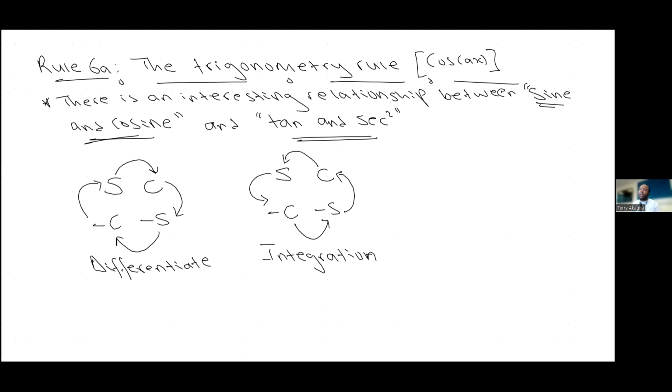So when you differentiate sine, it will give you cosine. Then when you differentiate cosine, you get minus sine, and minus sine will give you minus cosine. Now the reverse is for integration.